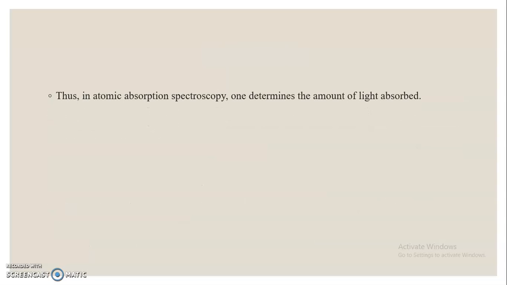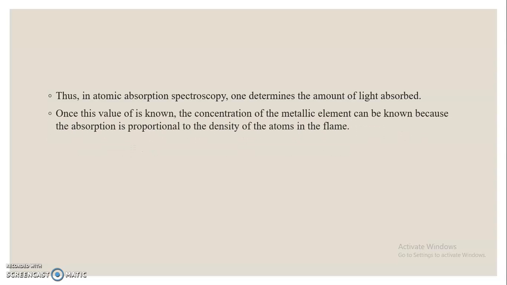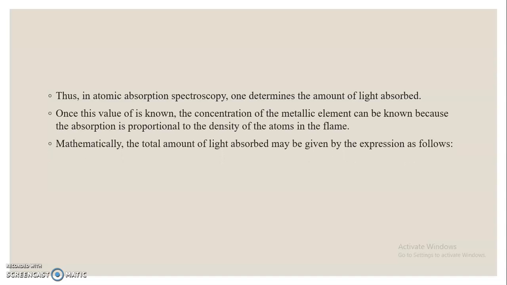Thus, in atomic absorption spectroscopy, one determines the amount of light absorbed and not transmitted. Remember, in flame photometry, we determine the light that is emitted, that is the photons that are emitted, while here we determine the light which is absorbed. Once this value is known, the concentration of the metallic element can be known, because the absorption is proportional to the density of the atoms, or the concentration of atoms, present in the flame. So this is the basis of the principle involved in atomic absorption spectroscopy.